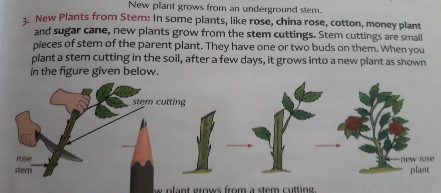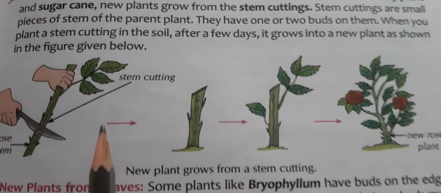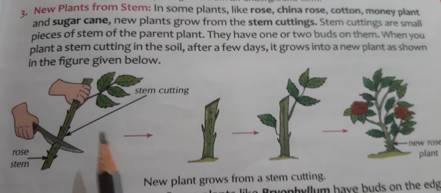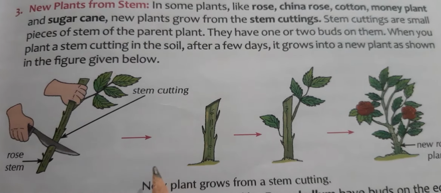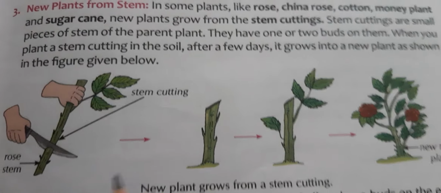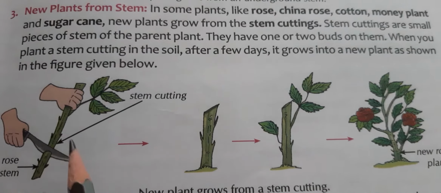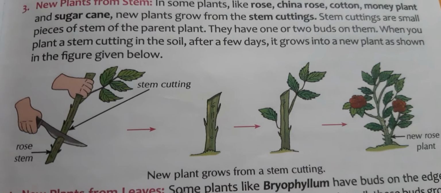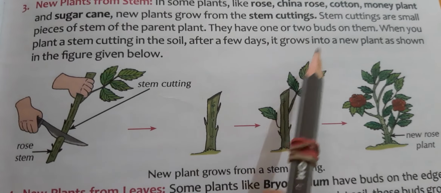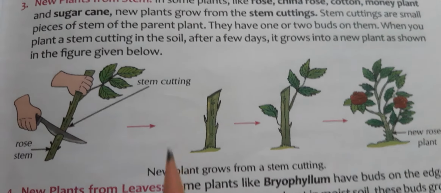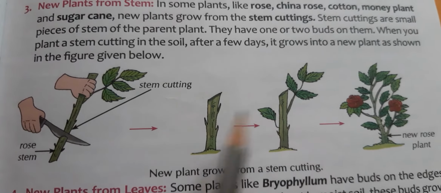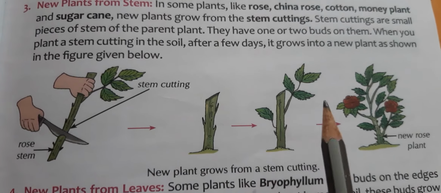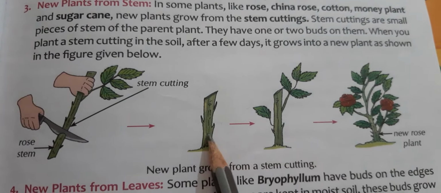Now third, new plants from stem. Many of you have been practicing at home, your parents have been doing this. They cut the stem of a rose plant and plant it somewhere else in the garden or in a gamla pot, and that stem after a few days develops roots and starts growing into a new rose plant. In this way, money plant also grows from stem cutting. So these are the stems that grow into new plants. Stems develop new roots from their nodes.